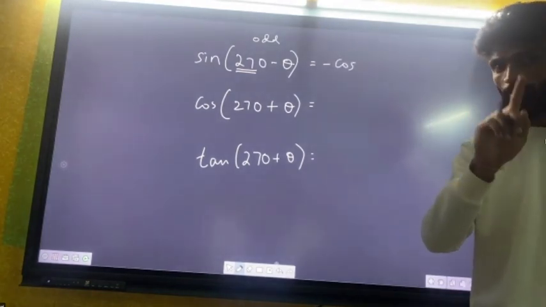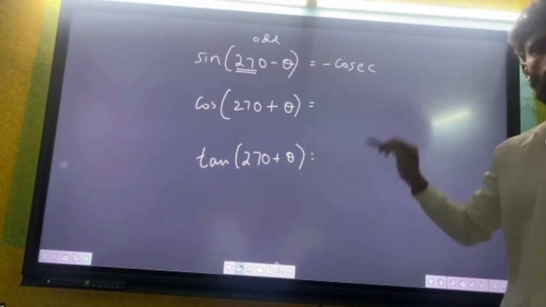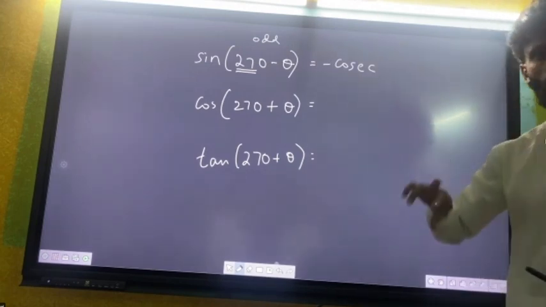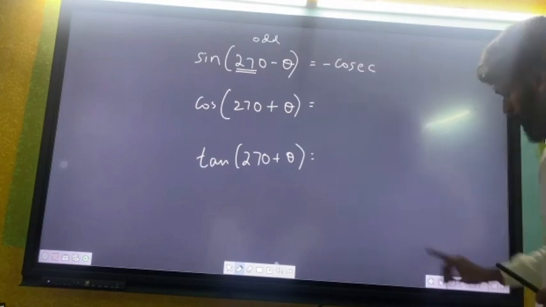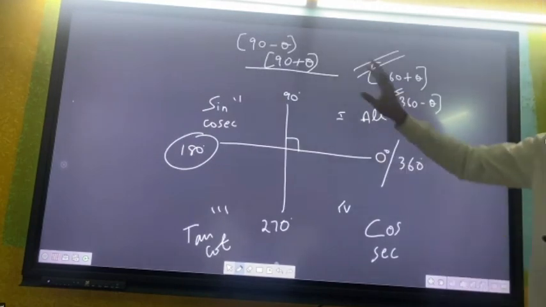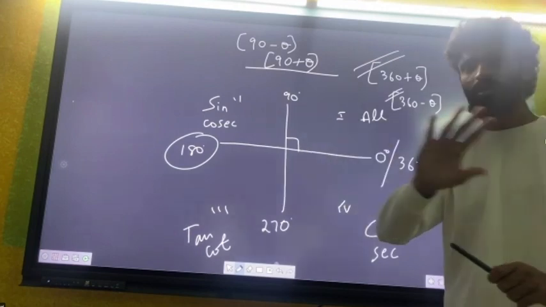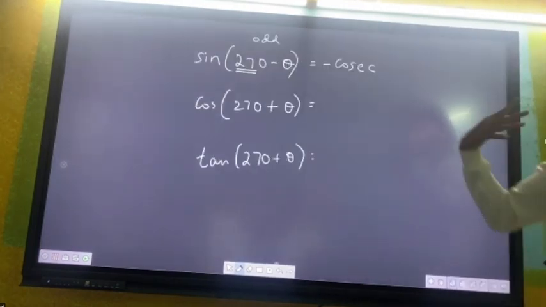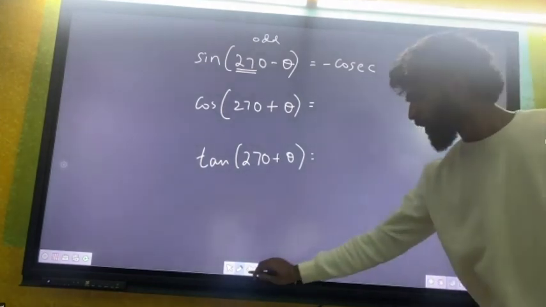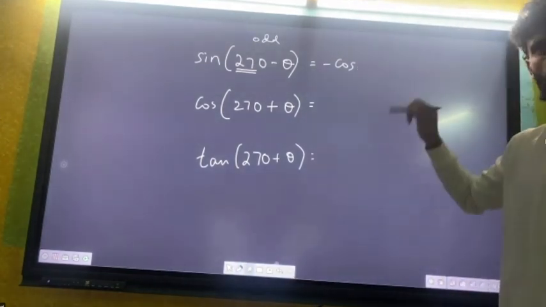I tell you what people get confused about. They write cosecant. No. Cosecant is a reciprocal ratio. I'm not talking about reciprocal. Reciprocal will not come into the picture here at all. The concept of reciprocal gets over in the diagram itself. So the answer will not be cosecant, it will be cos. Got that? That's how it works.